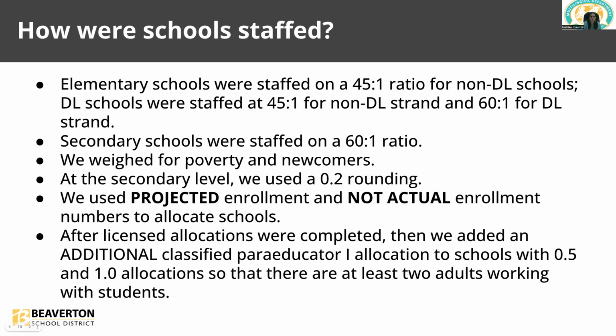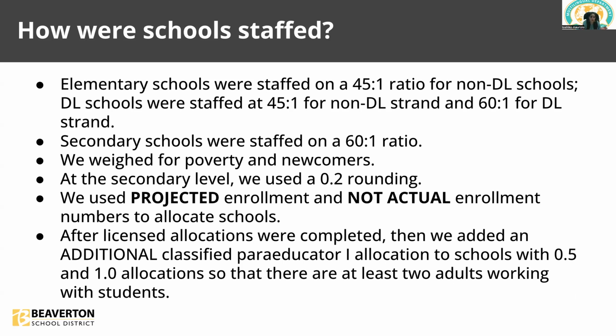So what we did was change the ratios. Elementary schools were staffed on a 45-to-1 ratio for non-dual language schools. So we separated out the dual language schools and the non-dual language schools. We applied the 45-to-1 ratio for non-dual language schools to support the co-teaching model. Dual language schools were staffed at 45-to-1 for the non-dual language strand if they were a strand school, and then a 60-to-1, the higher ratio, for the dual language strand. The idea behind that is that dual language, as we know, is the best model for our multilingual learners, especially if dual language is provided in that language.